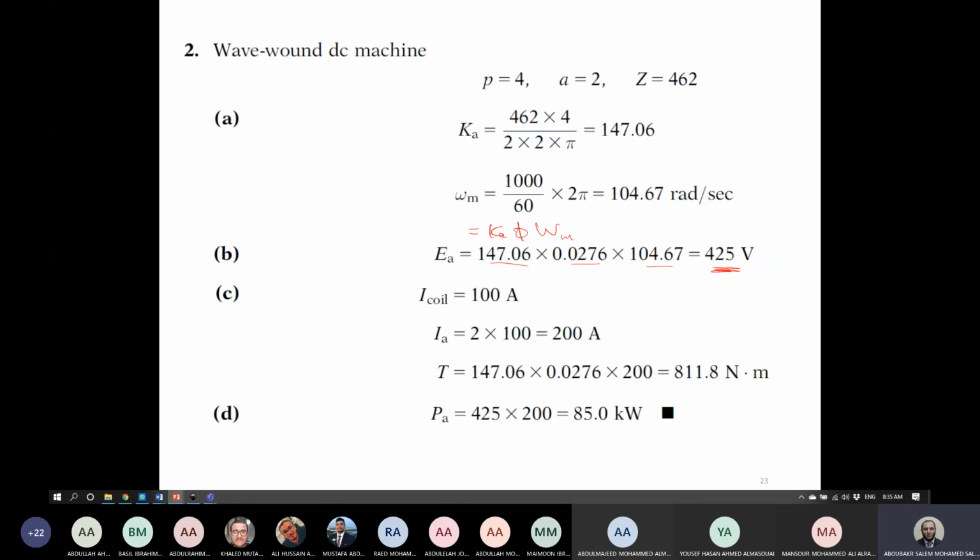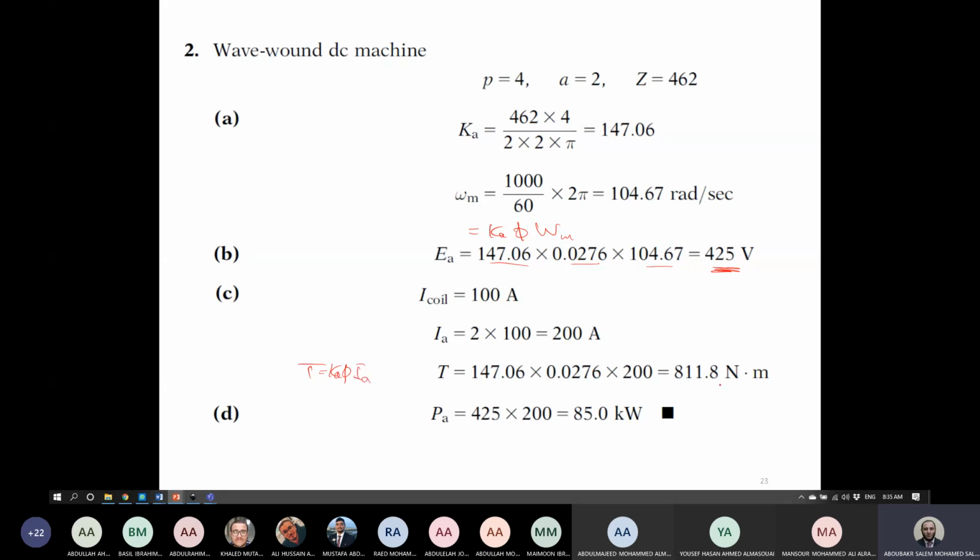So for this kind of machine, if we make it as wave winding, the overall armature current will be lower. It will be 100 multiplied by 2 only, not by 4, because we have here 2 parallel paths. For that, here the current of the armature will be 200 ampere. If we now would like to calculate torque and power, simply you can calculate by the same way. Torque equals Ka multiplied by phi multiplied by armature current.